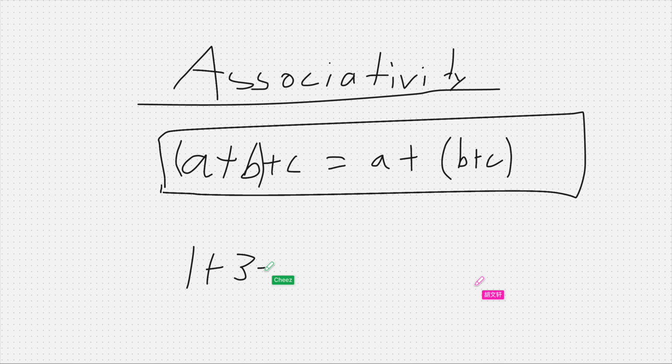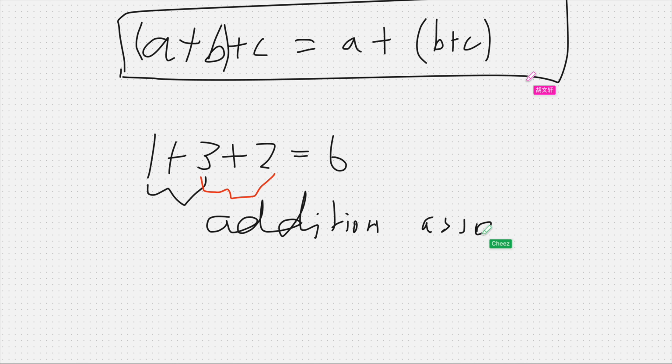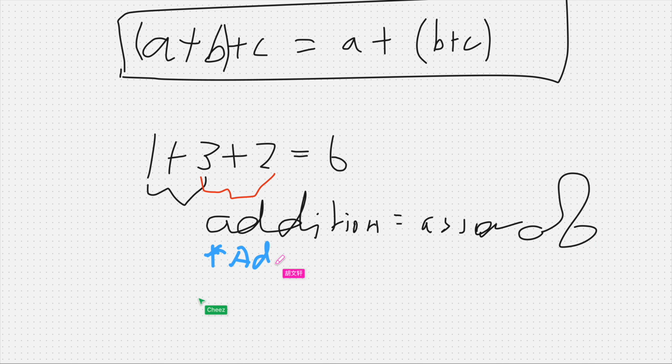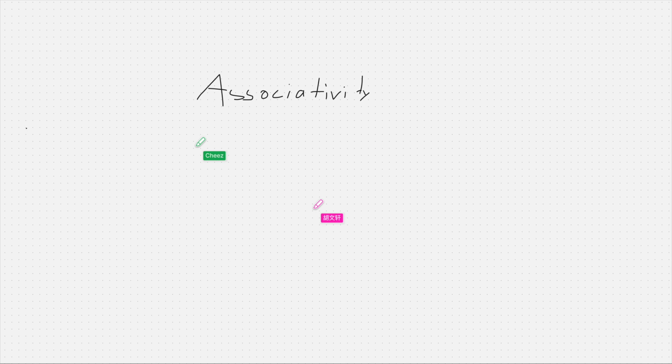Let's say you have 1 plus 3 plus 2. No matter which order, if you do 1 plus 3 first, or 3 plus 2 first, you'll always obtain the same result, which is 6. So we can say addition, an operation in mathematics, is associative. This is what associativity is. Later you'll learn what kind of matrix transformations are associative. All will be in further lessons.